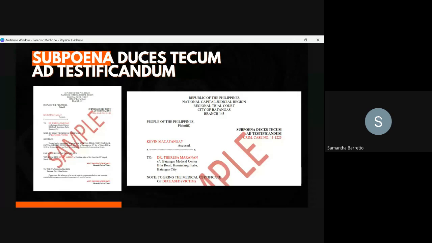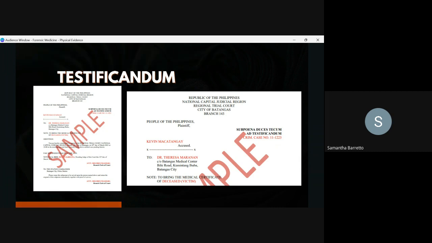The top part shows the name of the court, the city and branch, and the name of the complainant and the accused on the upper left side, while the kind of subpoena and the criminal case number is written on the upper right side. And in this example, the purpose of the subpoena is for the doctor to testify as a witness and bring the medical certificate of the deceased.